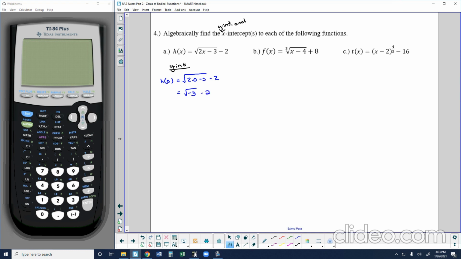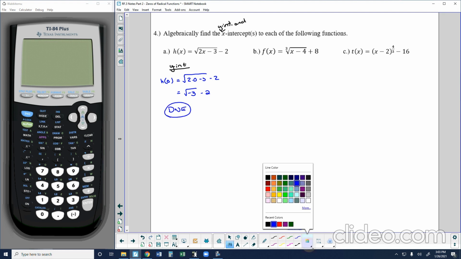Now, yes, we could come up with an imaginary solution, but remember, we're trying to find parts of a graph here. An imaginary solution exists for h of 0, but the y-intercept does not exist because imaginary numbers will not show up on the Cartesian plane. So we do not have a y-intercept for this graph. Let's take a look at the x-intercept.